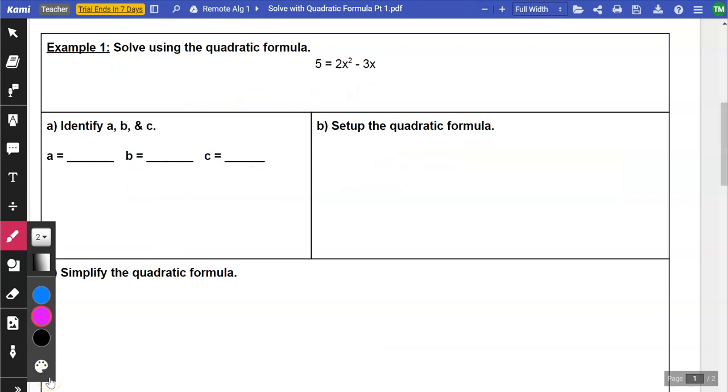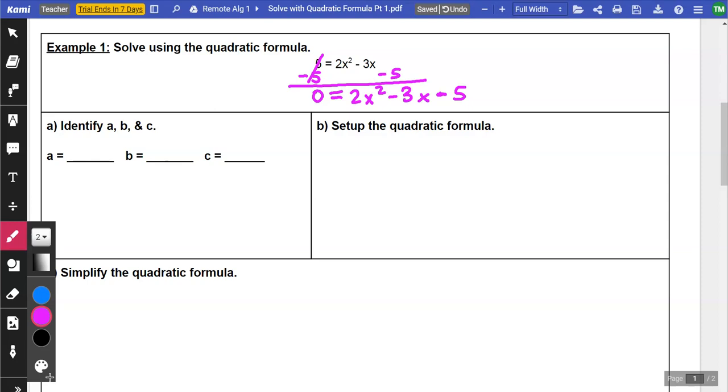So for the first example that we're going to apply this to, I've given you the equation 5 equals 2x squared minus 3x. Just like usual, we need to make sure that this equation is equal to 0. Right now it's equal to 5. So we're going to make it equal to 0 by subtracting 5 from both sides. So 5 minus 5 is 0 equals 2x squared minus 3x minus 5. Since this negative 5 is not a like term with the 2x squared or the negative 3x, we just write it at the end, and we can't combine it with anything.